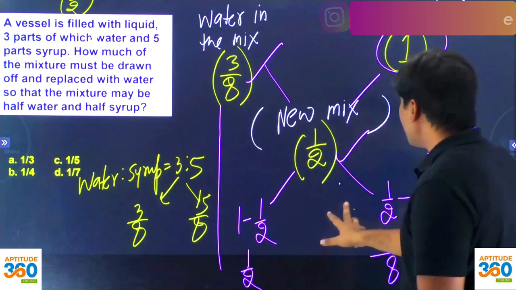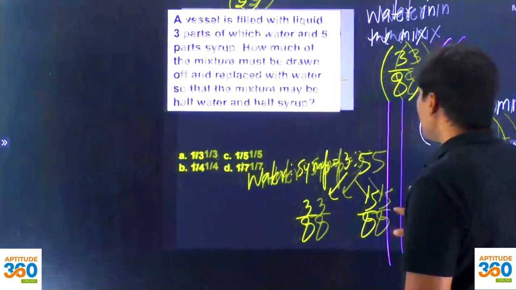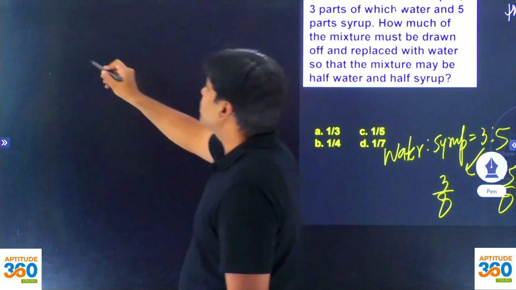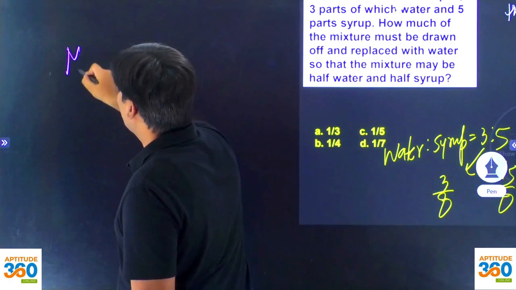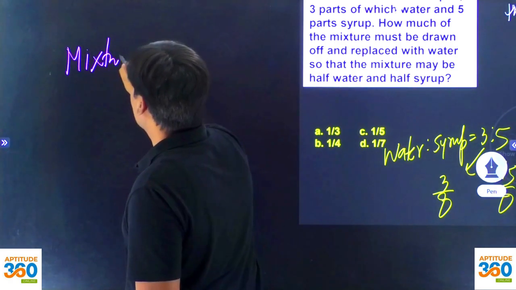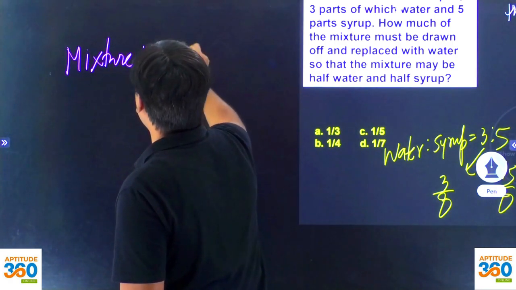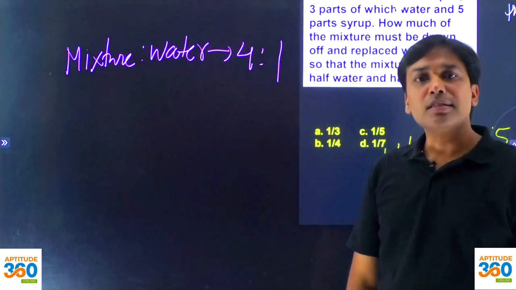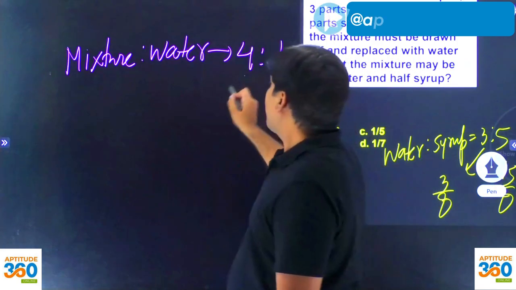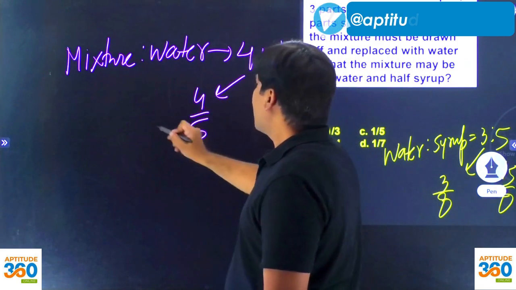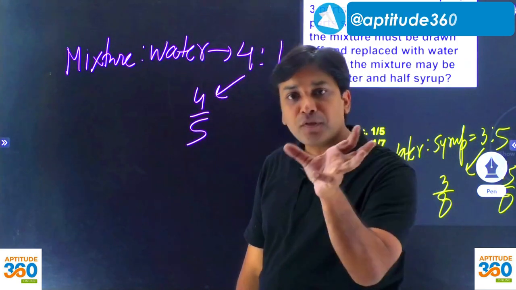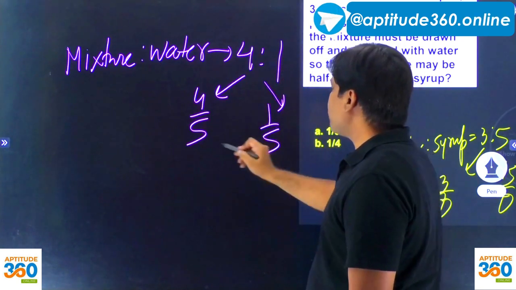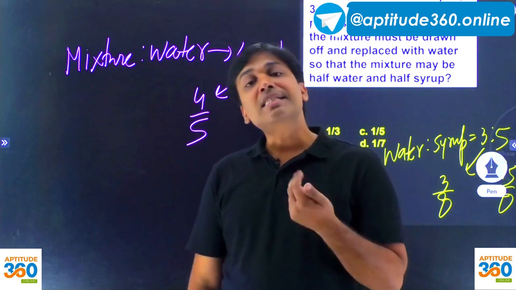Now when you have got the ratio as 4:1, so you have got mixture and pure water in the ratio of 4:1. Did you understand this? So what does this mean? 4/5 of this is going to be the mixture of water and syrup, and 1/5 is going to be the pure water. So how much did you replace?